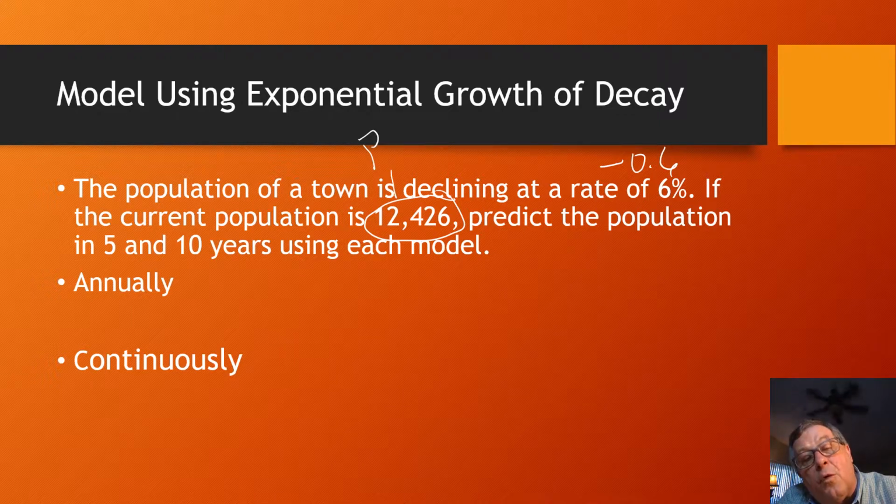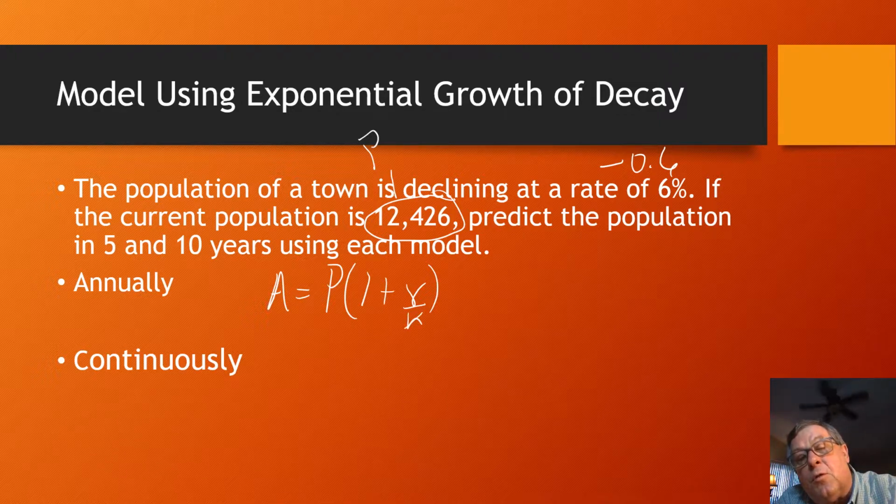So we're asked to use an annual model and a continuous model. Our annual model formula would be A, the account value or the amount, equals P, the starting point, times 1 plus the rate, and of course in this case it's negative, over N. But when we're dealing with annual, N is just 1, so we can ignore that. Raised to the power of N times the time. Since we're doing annual, N is just going to equal 1.